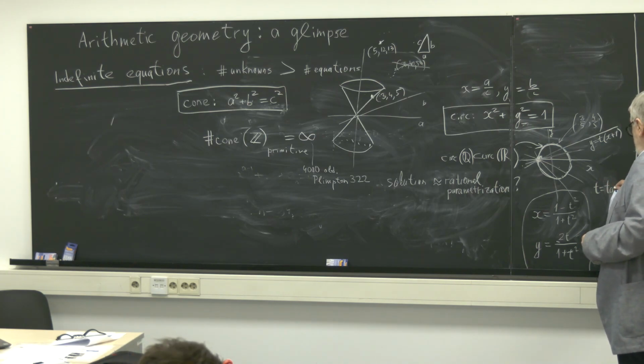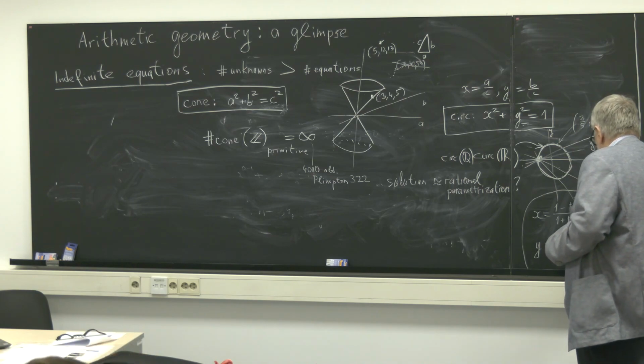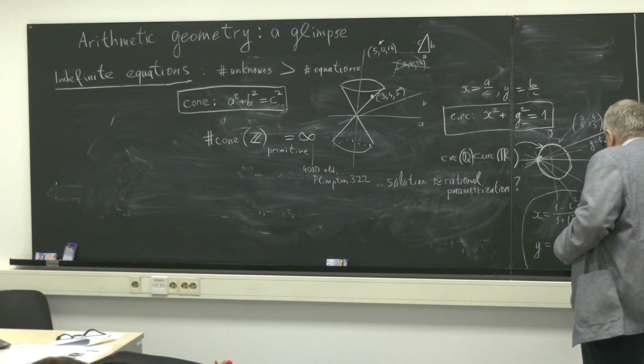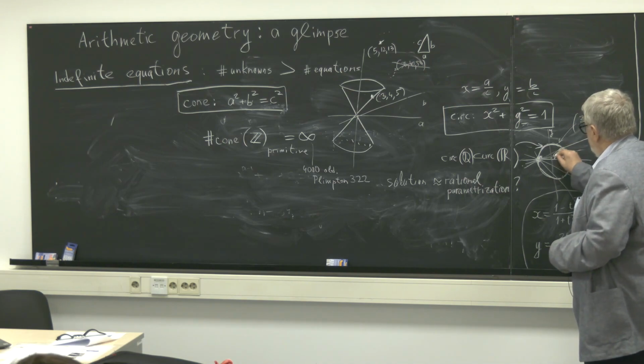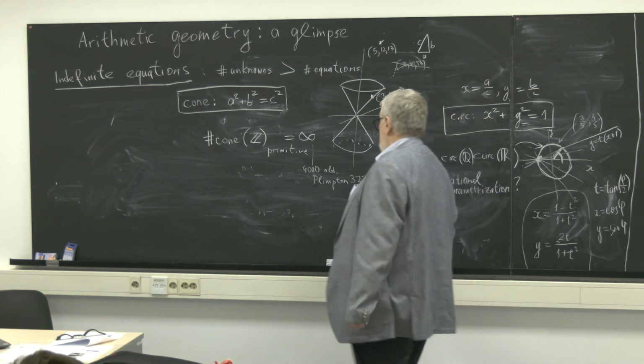So what is really important is that the good geometrical meaning is when t is tan of phi half, and x is cosine phi and y is sine phi. So here is the phi.